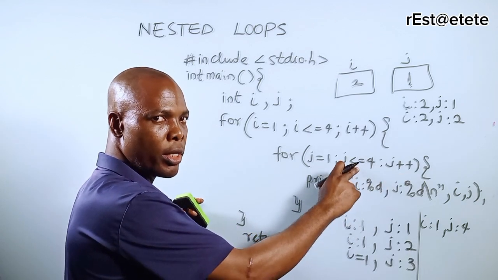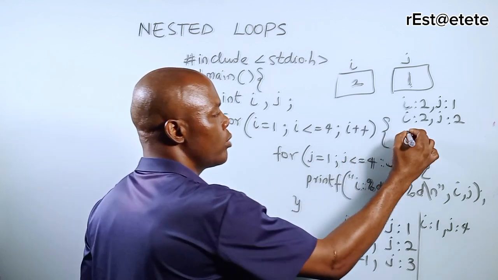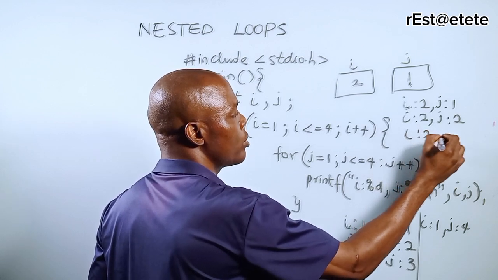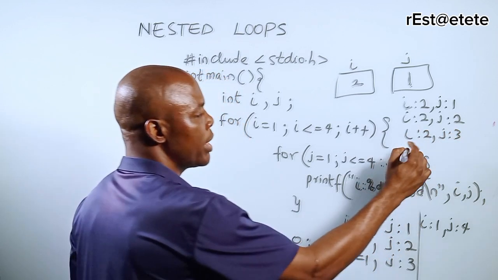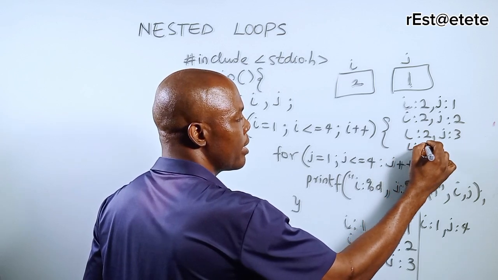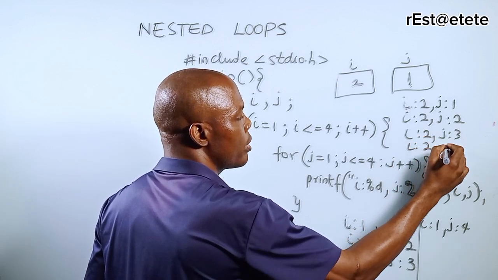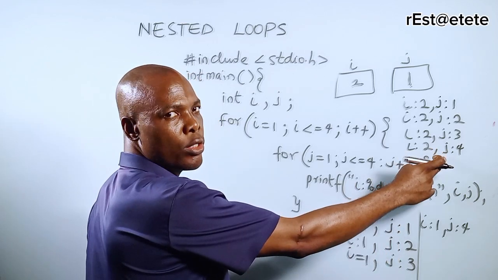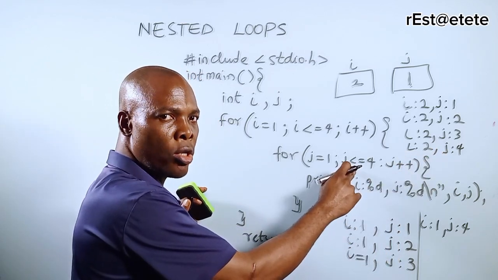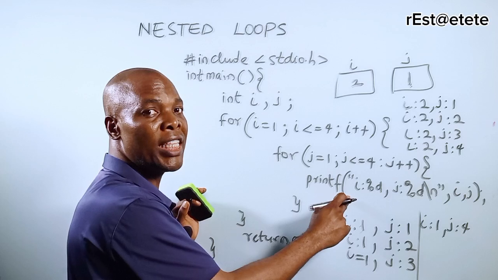It will check the condition. It is true. It will go in. It will print i = 2, j = 3. It will repeat the same thing again. It will print i = 2, j = 4. Then it will increment j to 5. It will test the condition. It's no longer true. It will come out of this inner loop.